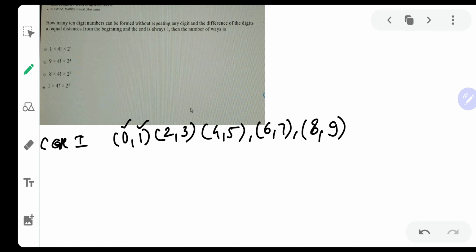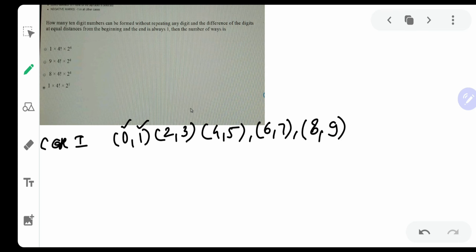But 1 can also be taken with 2. So I will take a case 2 where 1 is taken with 2. But now it causes a problem. With whom should I take 0? Is it possible? Definitely not, because the difference should be 1. So with 0 there is no other possibility. Hence case 2 is not possible. Only case 1 is possible. Getting it? So this is the only case possible in which the pairs are like this.